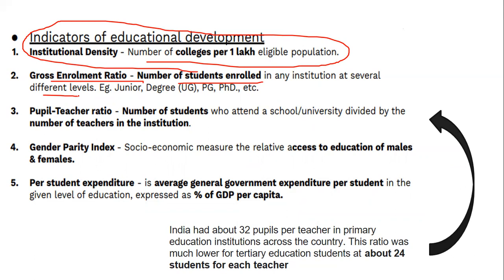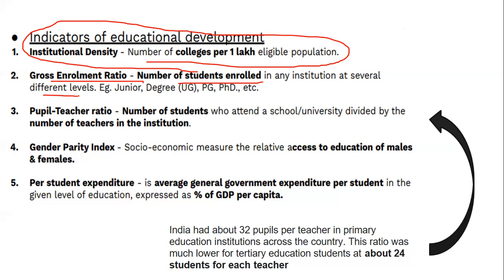Gender parity index. In the coming lecture, I will definitely take out the indexes also, which will help you understand well. Gender parity index is a socio-economic measure of access to education for males as well as females. When we talk about per student expenditure, it is basically the average general government expenditure at the given level of education, expressed as a percentage of GDP, the gross domestic product.